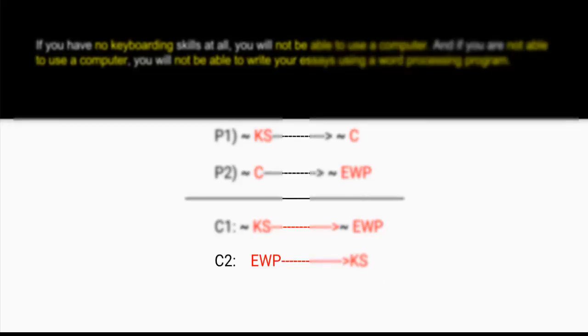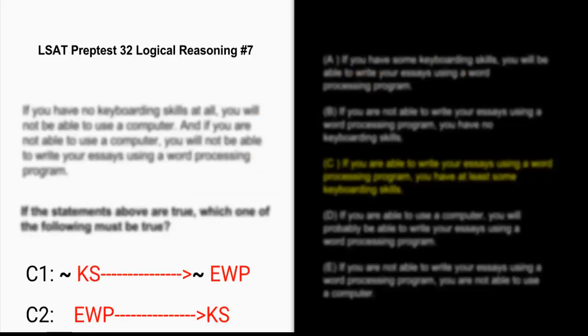Okay, so now let's go back and find the right answer. All right, let's see. A, if you have some keyboarding skills, you will be able to write your essays using a word processing program. Let's say we have that. If you have some keyboarding skill, well, we only know we have no keyboarding skill. We don't know anything if we have keyboarding skill. So that's wrong. Let's go to B.